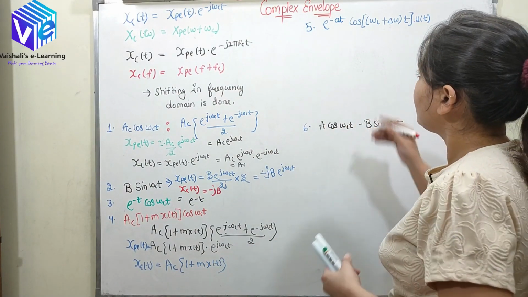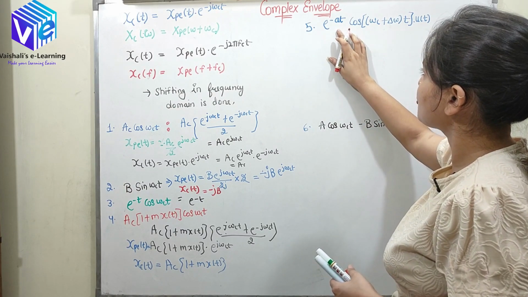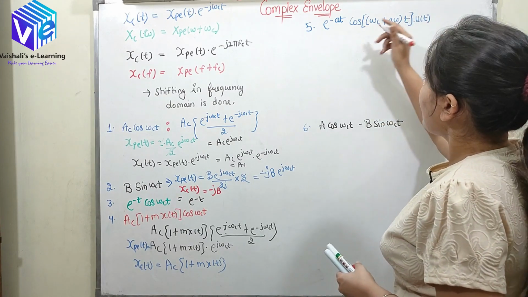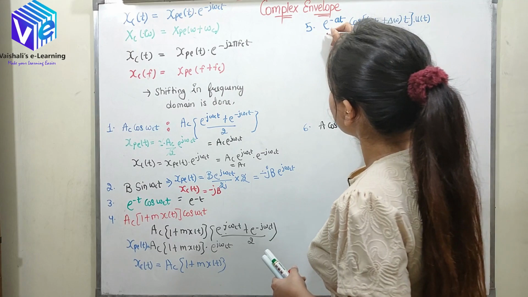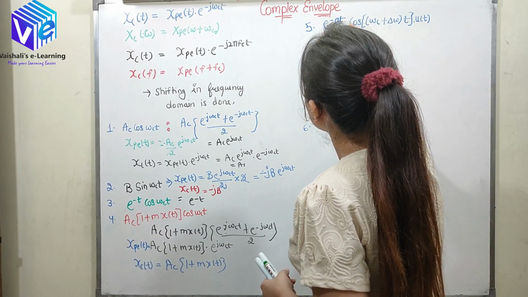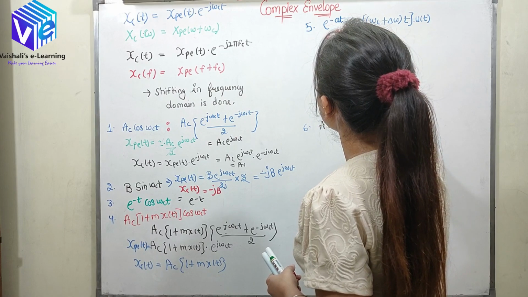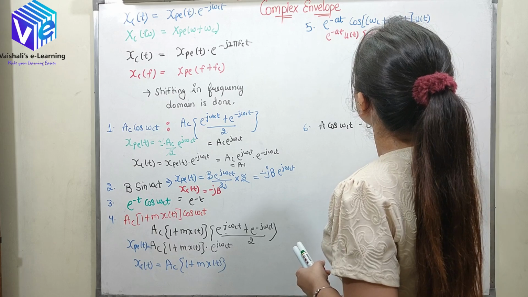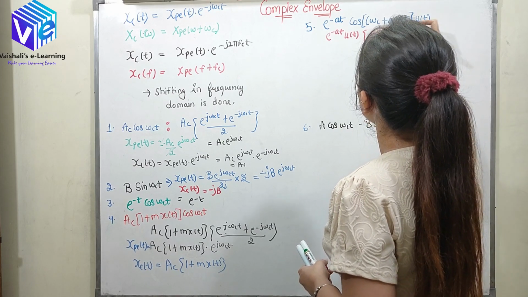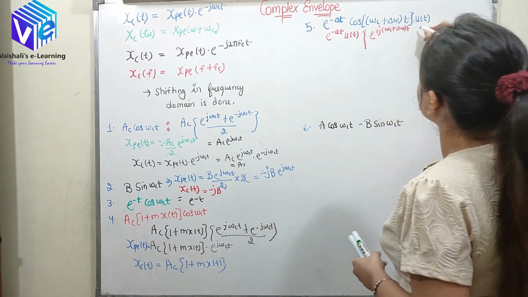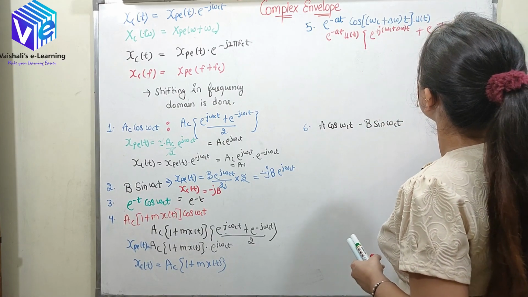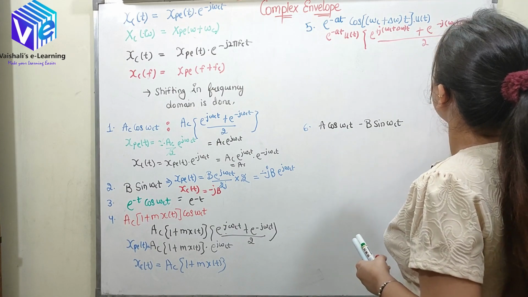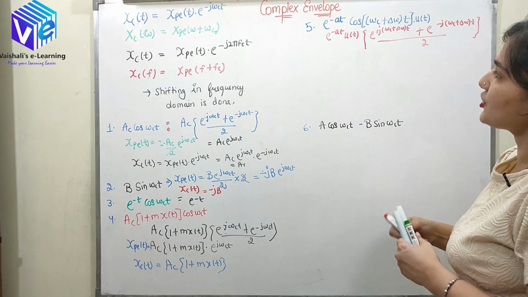So now we'll see this question. So here we have e^{-at} cos((ω_c + Δω)t) u(t). So again I'll represent the cos in the form of exponential. So it is represented as e^{-at} u(t) times [e^{j(ω_c + Δω)t} + e^{-j(ω_c + Δω)t}] upon 2. So this is the representation of this signal.